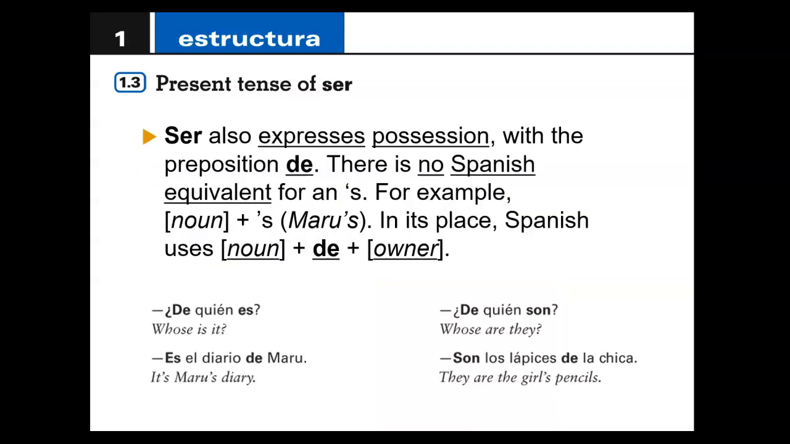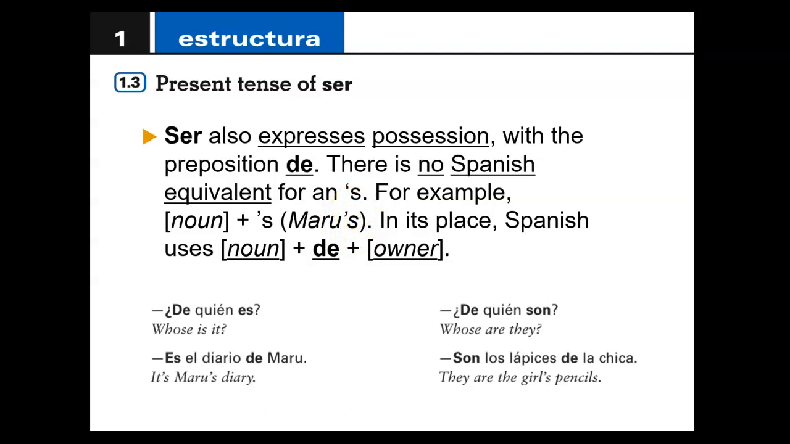We also use ser to express possession. Okay, and in order to express possession, we have to use the preposition de. In Spanish, there is no equivalent for an apostrophe s. So you know how you would say, that's Maru's pencil. We don't have an apostrophe s. In English, it's noun plus apostrophe s. In its place, you have the noun plus de plus the owner. So it's kind of like de is taking the place of your apostrophe s in English.